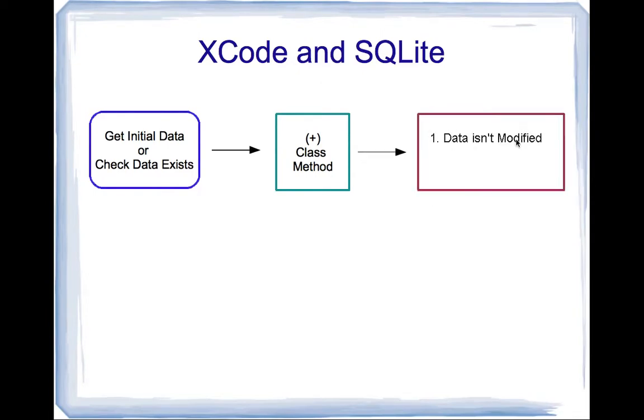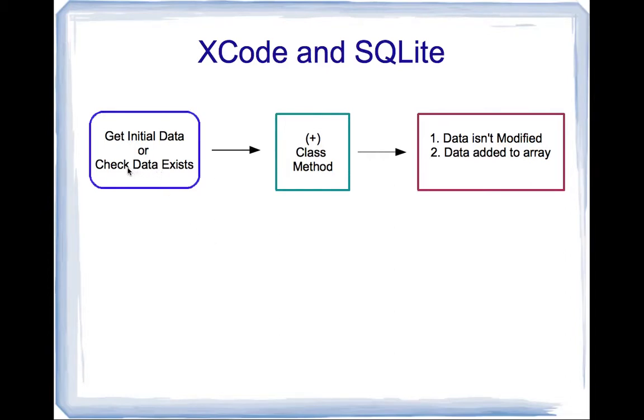data isn't modified. We just fetch the information from SQLite, or we look at the information and see if a piece of data is there. So nothing is changing data here. Data isn't modified. And then, of course, we're going to add data to the array. Obviously, whatever we find here, we'll populate it in an array and place it in our table view.